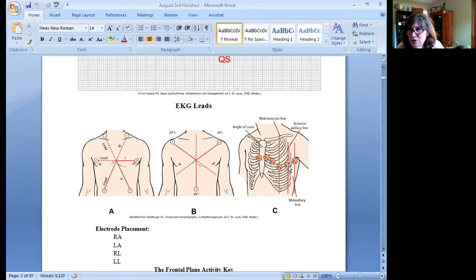Likewise, we're going to forge ahead and go to V6, which is mid-axillary line, 5th intercostal space. And the little tab for V5 would be smack in between 4 and 6.